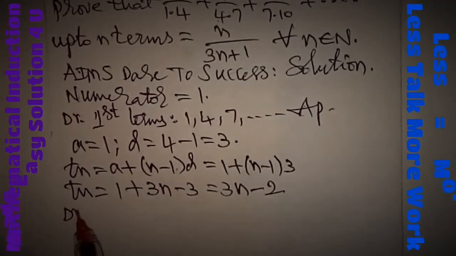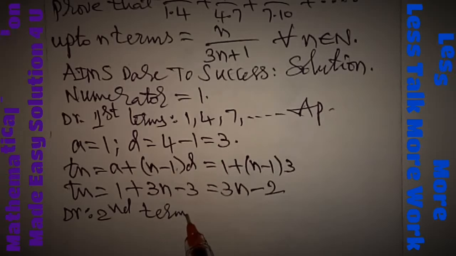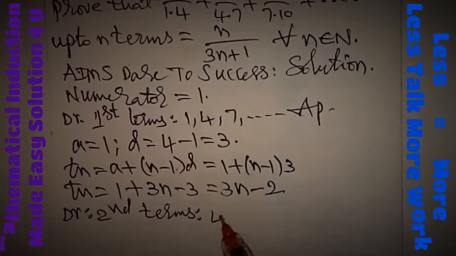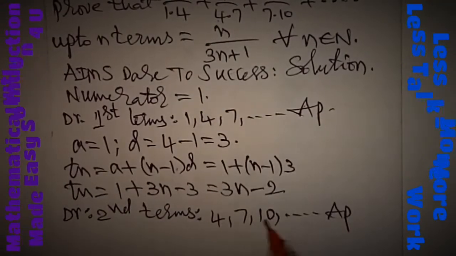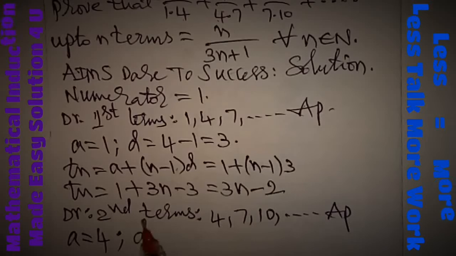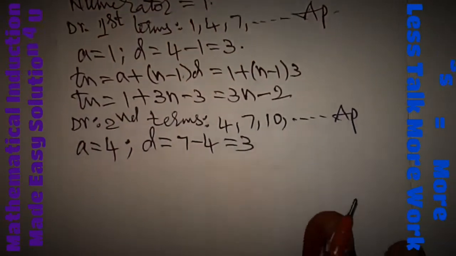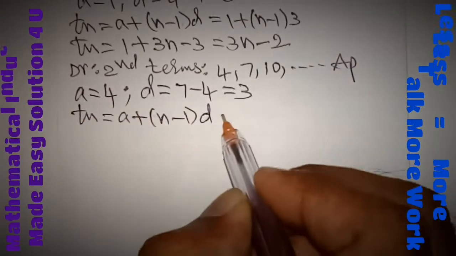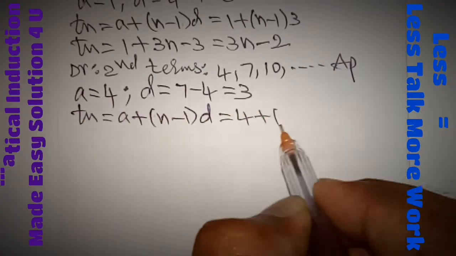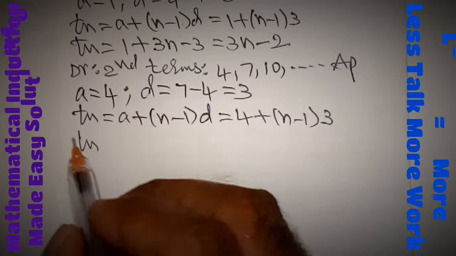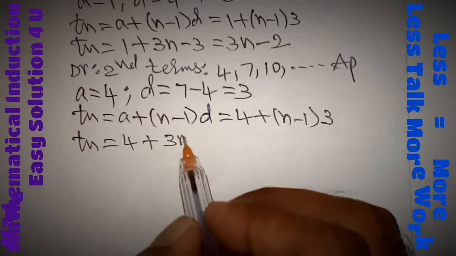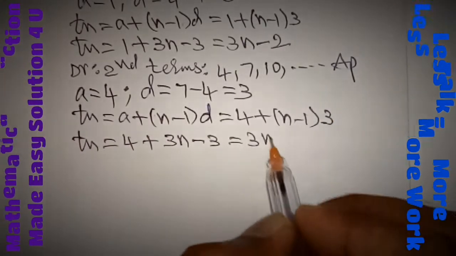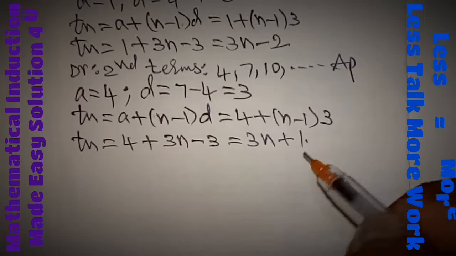Next, the denominator's second terms. What are they? 4, 7, 10 and so on, are in AP. Here first term a is equal to 4, d is equal to second term minus first term, 7 minus 4 is equal to 3. Next, we want to find the nth term. So Tn is equal to a plus n minus 1 into d, the AP nth term formula. A value 4 plus n minus 1 into d value 3. This can be written as 4 plus 3n minus 3. So 3n as it is, and 4 minus 3 is 1.